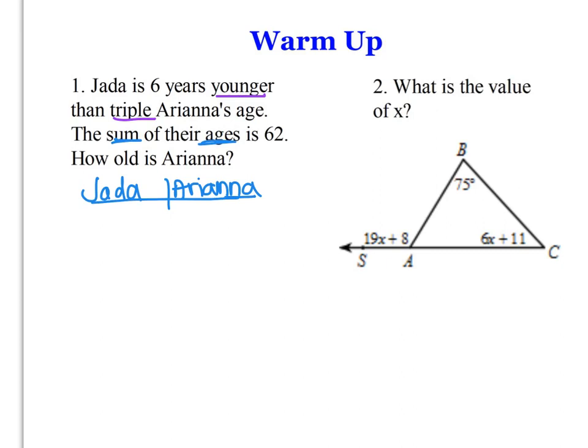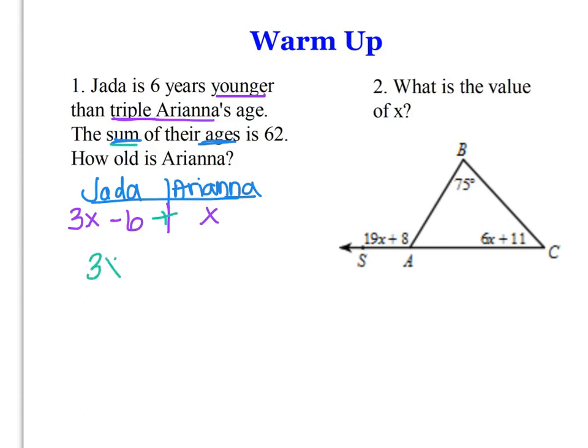So Jada is 6 years younger, which means I'm going to have to be subtracting 6 from something. Again, if you're 6 years younger than your brother, you're not starting off with 6, you're taking away 6. 6 years younger than triple Ariana's age. I don't know Ariana's age, so I'm going to have to do 3 times x. Ariana is going to be x. That's the most important piece to remember, that I have that other x there, because it says the sum. So I need to add Jada and Ariana's age.